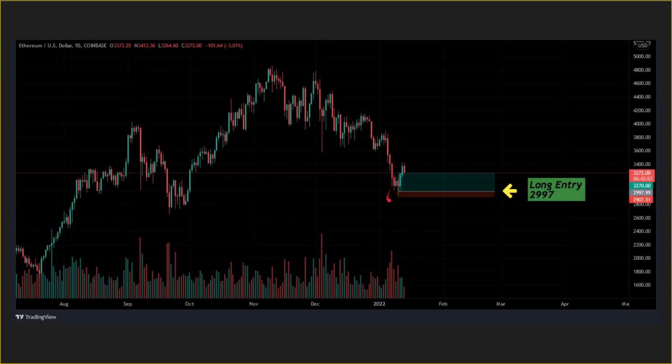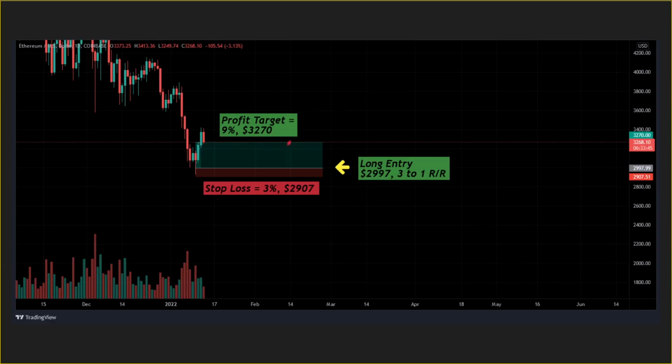Here's another example with a long entry. This is on Ethereum. So this entry was about $2,297. We could say 3,000 if we want to just have a solid rounded figure. We have our target profit around here, which would be about 3,200. And the key here is we see our profit target of being 9% of about $3,270 with our stop loss at 3%.